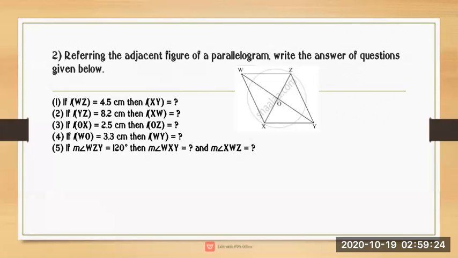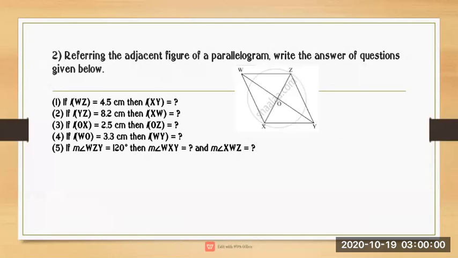Now the first question. First we will see the diagram. Here is a diagram of a parallelogram WXYZ, and there are diagonals. The first diagonal is XZ and the second diagonal is WY, and in the center it is O, the letter O, not 0. I have explained this type of sums in the previous exercise also.